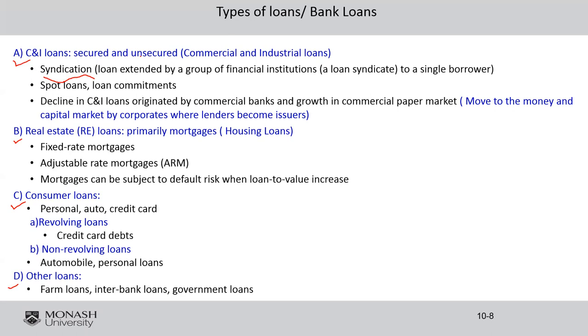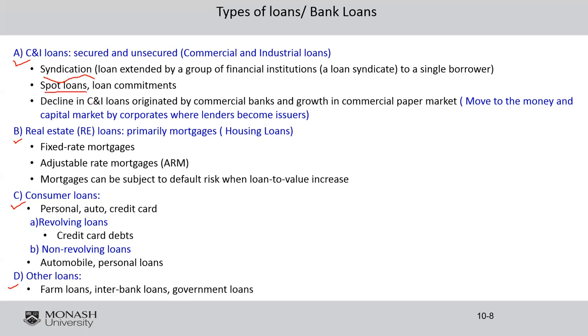You can also give a huge loan to a corporation, and this huge loan will be given by all those banks. So we call it syndications. We have another classification called spot loans.